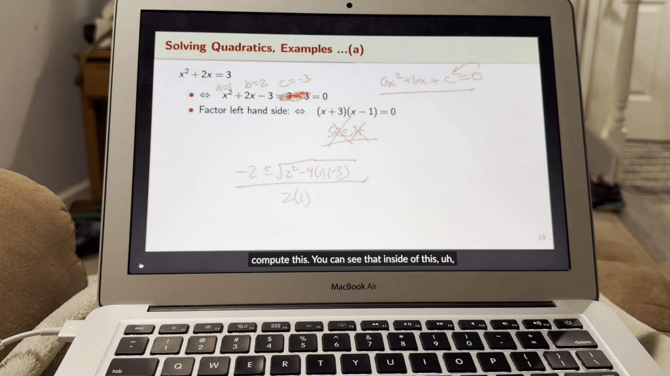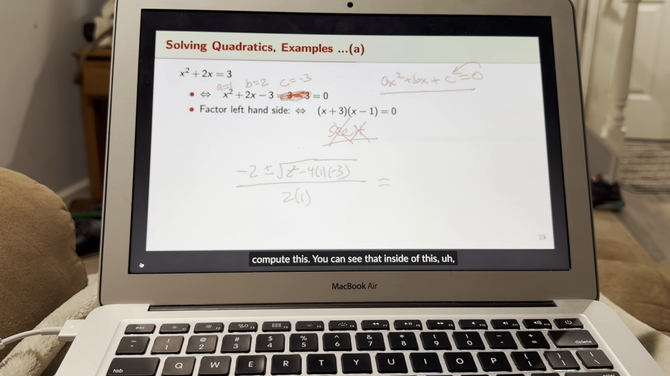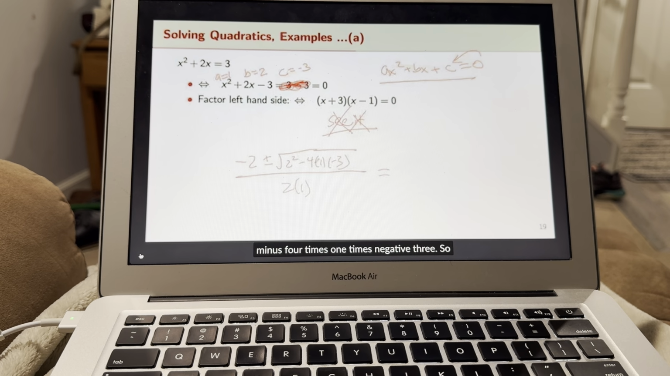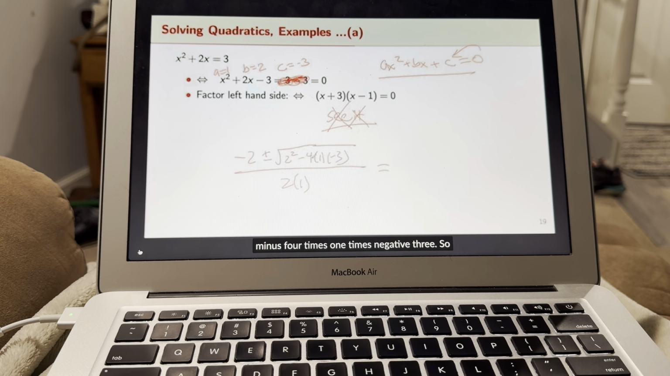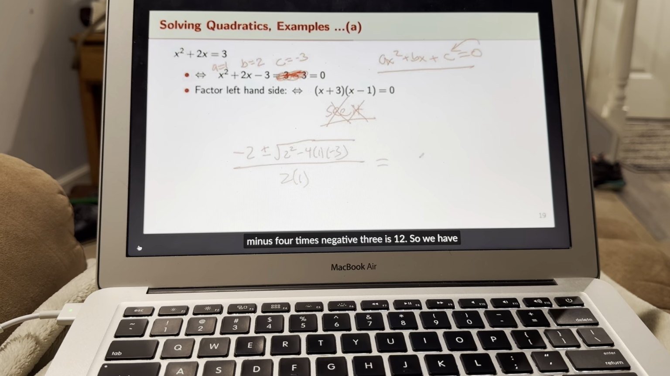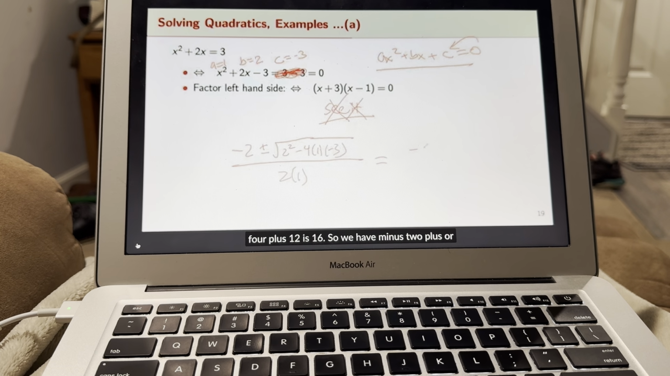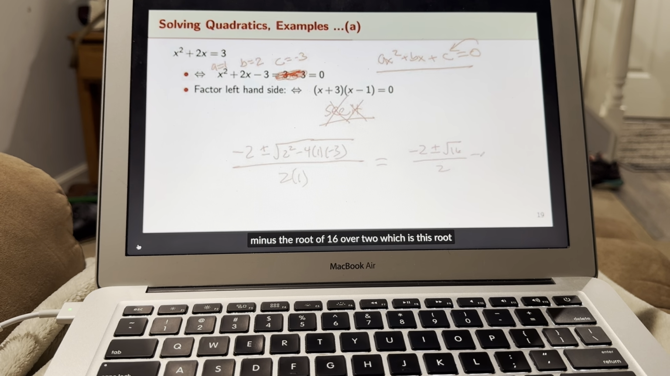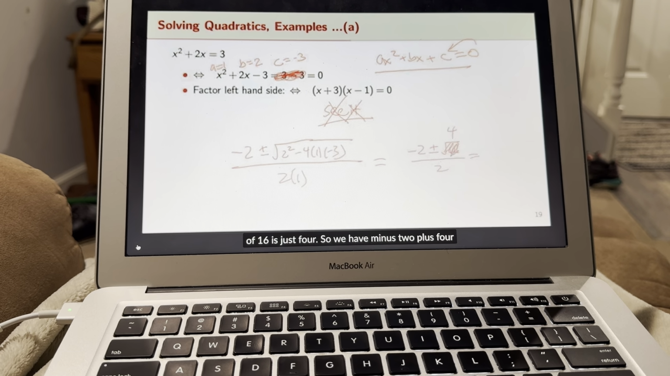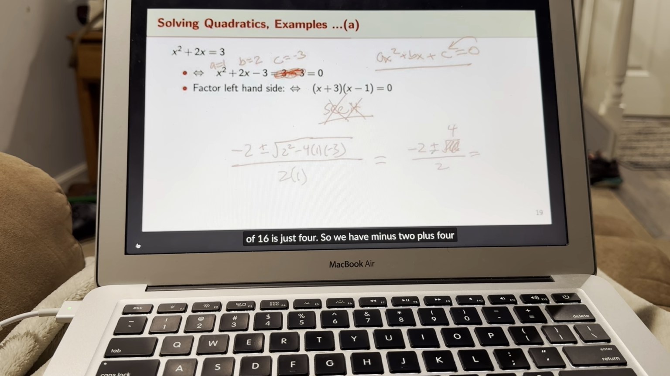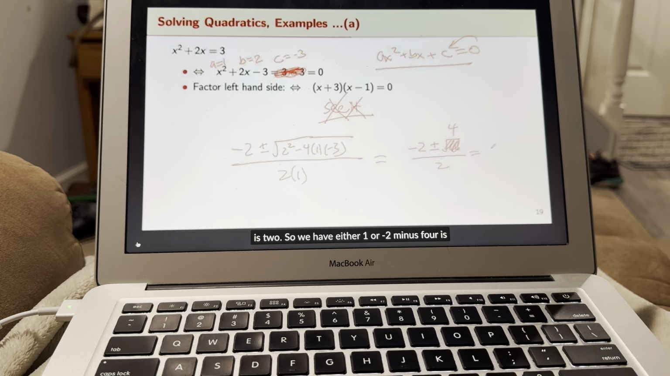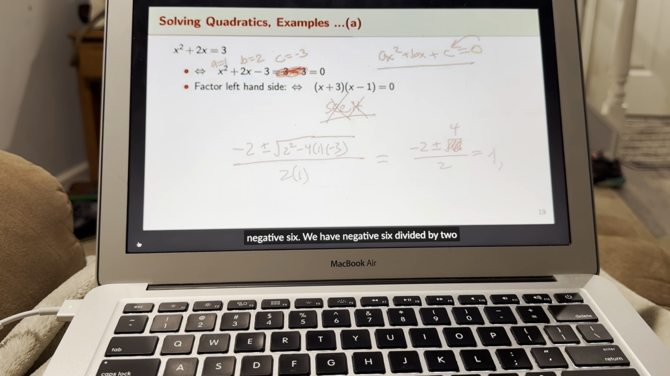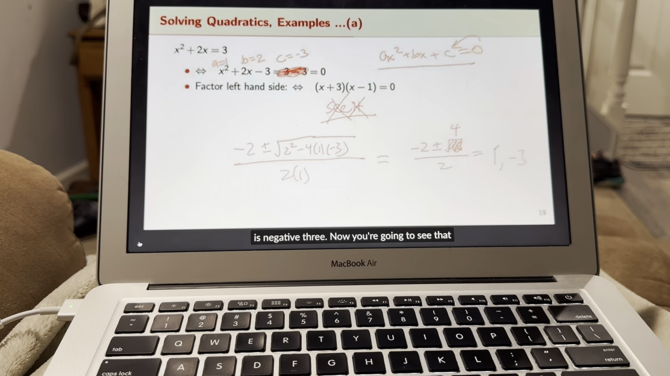And we can go ahead and compute this. You can see that inside of this radical, in the discriminant, we have 4 minus 4 times 1 times negative 3. So minus 4 times negative 3 is 12. So we have 4 plus 12 is 16. So we have minus 2 plus or minus the root of 16 over 2, and the root of 16 is just 4. So we have minus 2 plus 4 is 2, so we have 1. Or minus 2 minus 4 is negative 6, and negative 6 divided by 2 is negative 3.